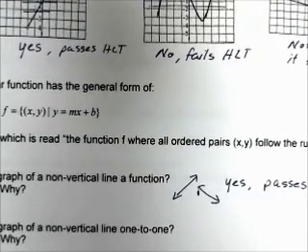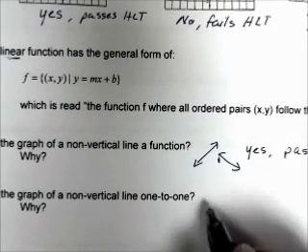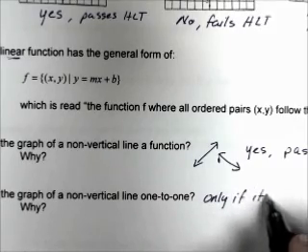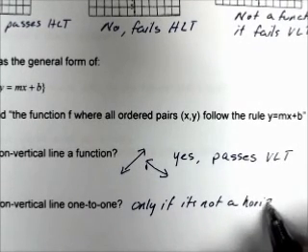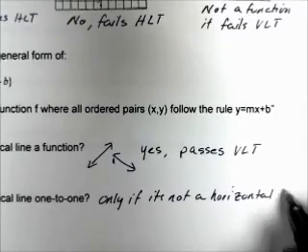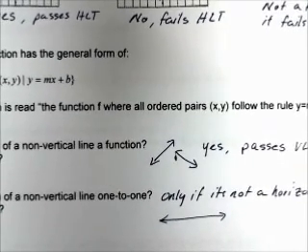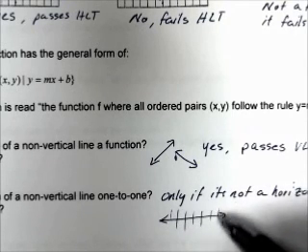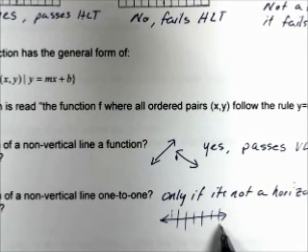As long as it's a non-vertical line, it passes the vertical line test. Is the graph of a non-vertical line one-to-one? Only if it's not a horizontal line. Right? Because a horizontal line would pass the vertical line test, so it is a function. But is it one-to-one? No, it's not one-to-one. It would fail the horizontal line test. So is the graph of a non-vertical line one-to-one? Yes, only if it's not a horizontal line.